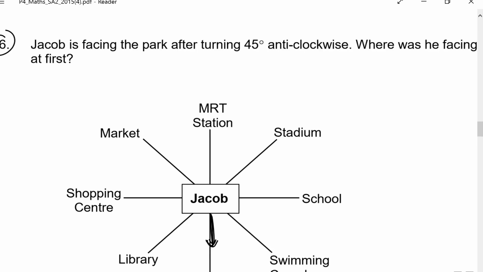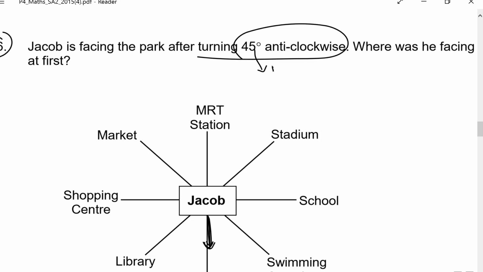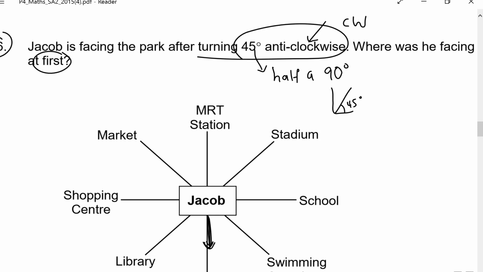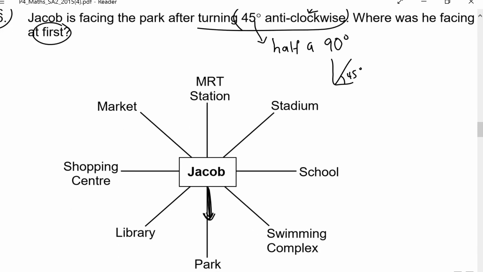That's because you have done your turning 45 degrees anti-clockwise. 45 is half a right angle. Instead of a right angle, 45 is half of it. So where was he facing at first? We are going to go back in time. To go back in time, instead of anti-clockwise, we want to do a clockwise, to find out where he was initially, before he started turning anti-clockwise.